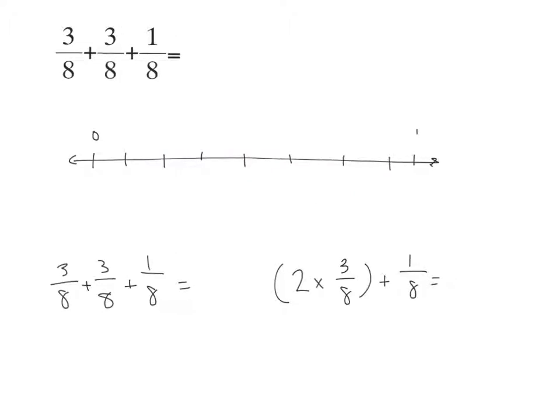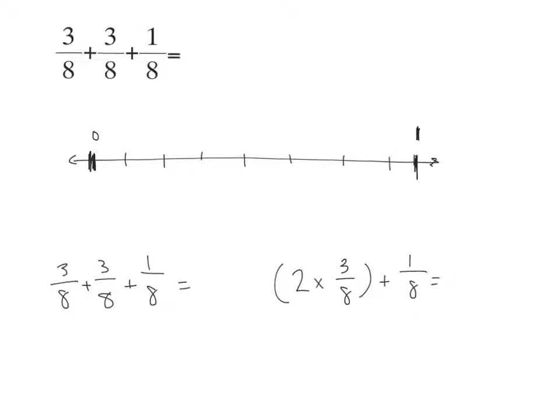I'm going to do this new problem, 3/8 plus 3/8 plus 1/8. I drew a number line again, but this time I divided it differently. I still have 0 at the beginning and 1 at the end. But this time I want to divide it into how many equal sections? 8.